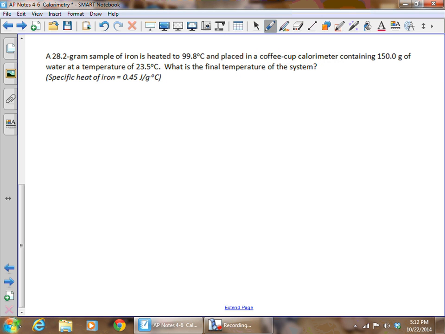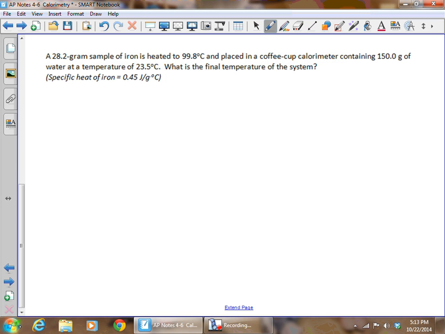The next example says that we have a 28.2 gram sample of iron heated to 99.8 degrees Celsius and placed in a coffee cup calorimeter that has 150 grams of water at 23.5 degrees Celsius. What's the final temperature of the system?